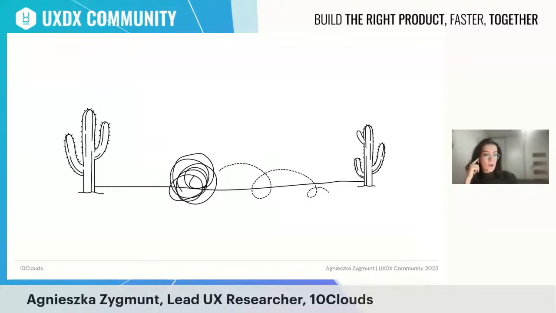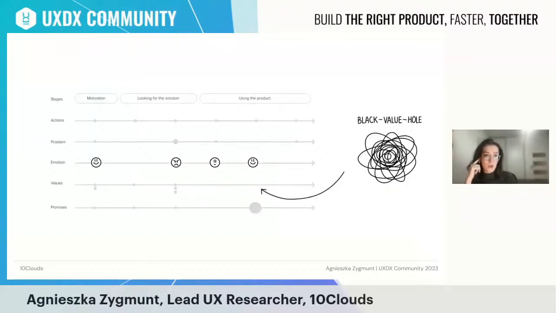And what we did, we decided to add two additional points to the customer journey map. So instead of only focusing on stages, actions, problems, and emotions, we decided, okay, what if we map promises? So what we are promising to the users, and what if we map values? But not only values that the user is expecting, but also values that we have in the company.